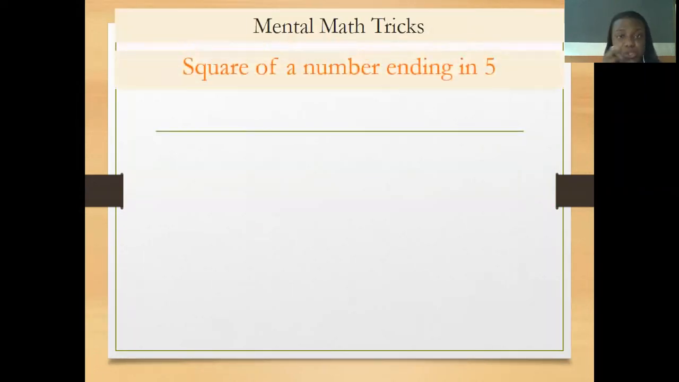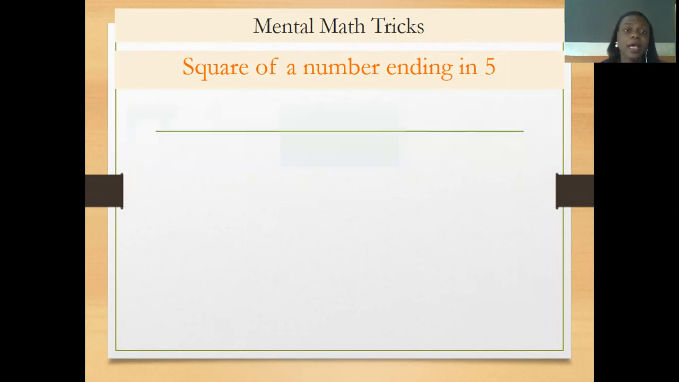Today I just want you to learn a trick for finding the square of a number ending in 5. Any number whose last digit is 5, there's a trick you can use to find the square of that number very quickly. So we're going to look at it.